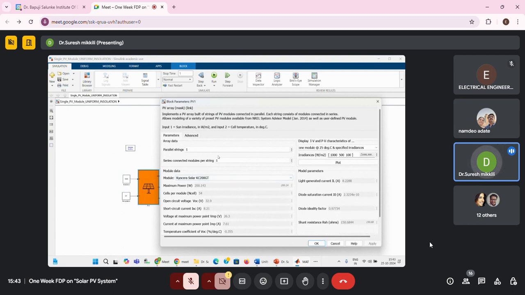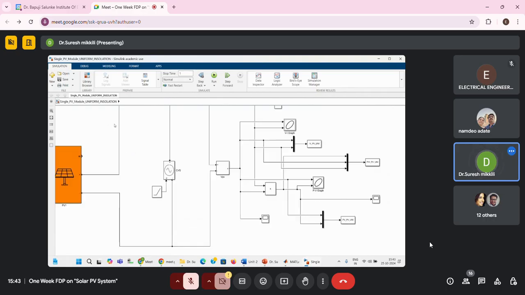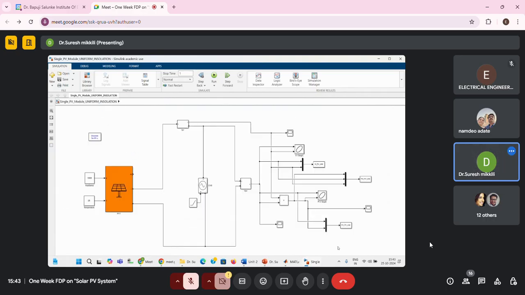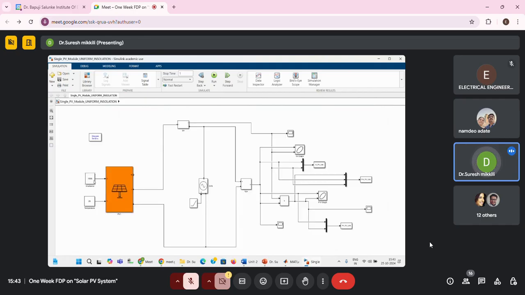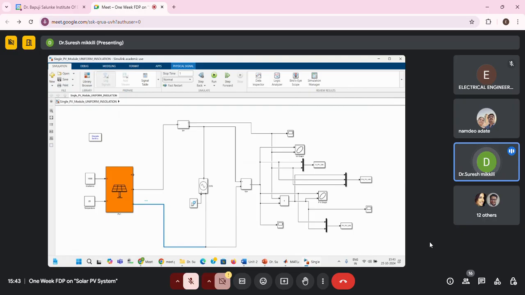There is a parallel string 1, series string 1, one module I have taken. Now, if you observe, the irradiance 1000 I have taken, then temperature 25 I have taken. Now I want current to be sensed and voltage to be sensed. So from plus I have connected to IPV, and across these two I have connected the voltage.